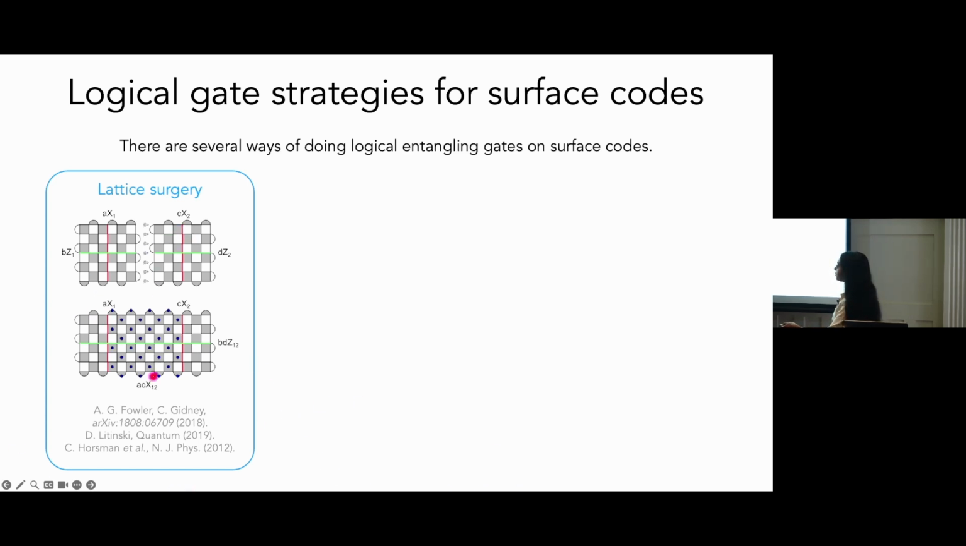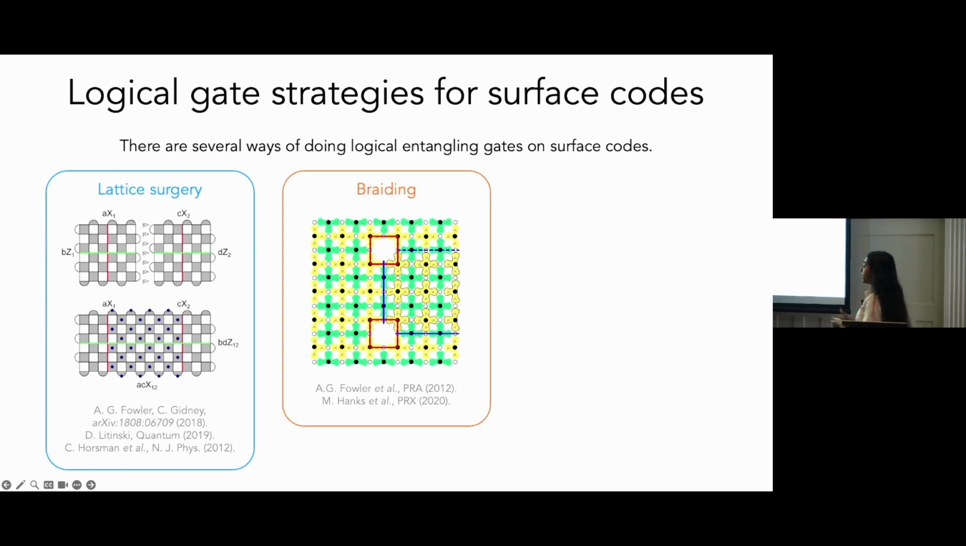and you have some bridging region of ancilla qubits in between them, and you start measuring stabilizers in this region to connect the logical operators of the two surface codes and perform joint Pauli measurements on them, therefore enacting, in some sense, measurement-based operations. The second method for doing logical gates in surface codes is braiding.